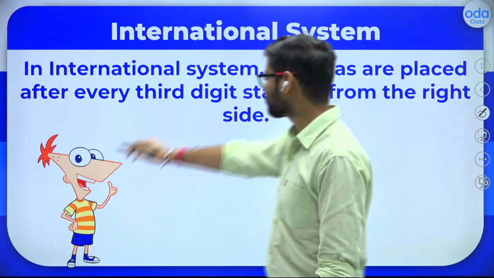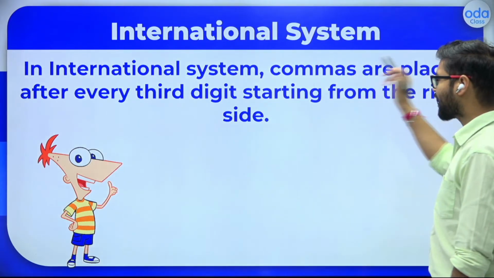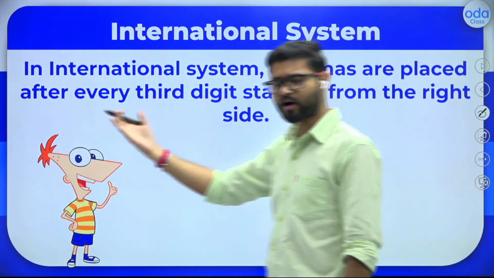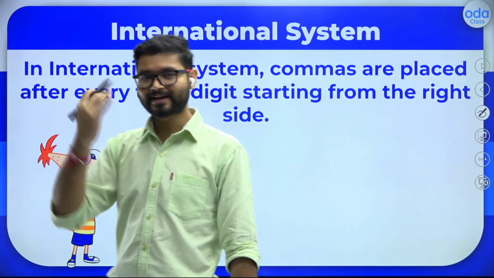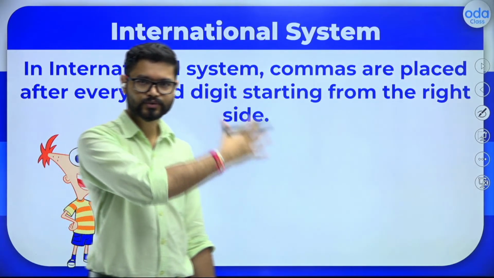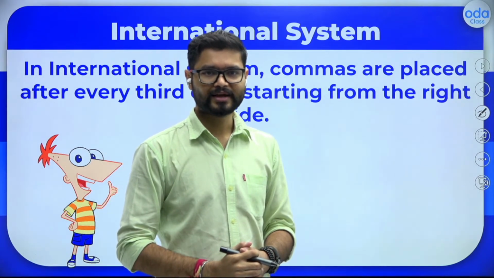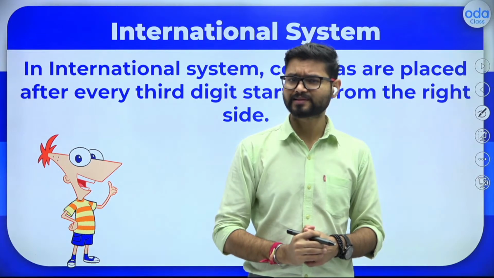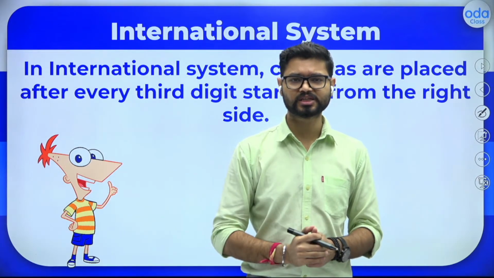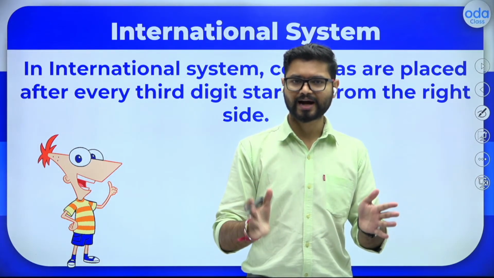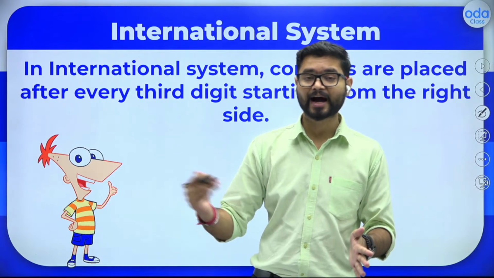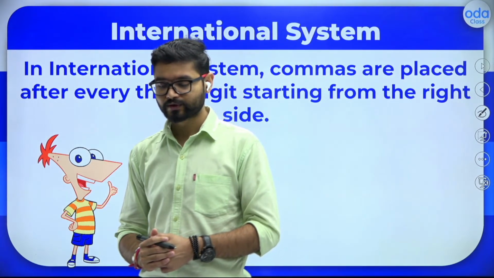So in the international system, commas are placed after every third digit. Easier to remember, right? In India, it's like 3, then 2, then 2, then 2, like that. It's also easy. But in the international system, we place the commas after every third digit. No variation. After every third digit, we are going to place a comma.